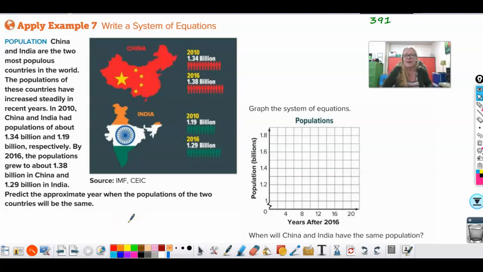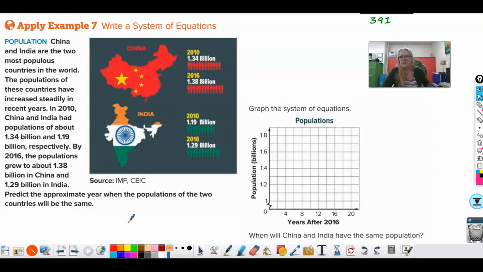This one, it's not so much coming up with the equation that was impossible, but it's their graph. I hate their graph. It says China and India are the two most populous countries in the world. The populations of these countries have increased steadily in recent years. In 2010, China and India had populations of about 1.34 billion and 1.19 billion, respectively. I hate when they do that.